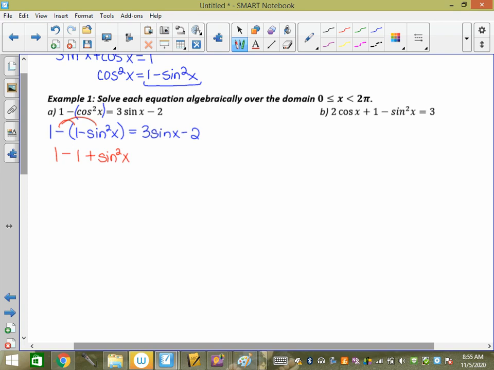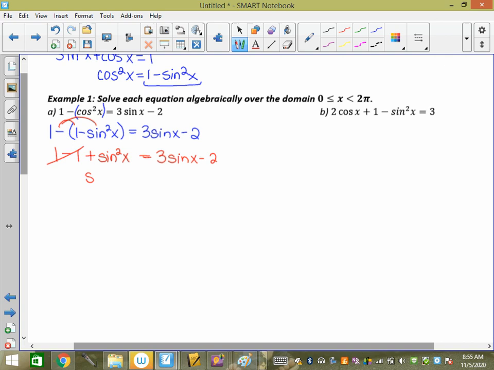Now, if you forget to do this distribution, you're going to have minus sine squared x instead of a plus sine squared x, and it's going to be bad, right? So we have to make sure whenever we substitute in, we put our substitution in brackets. Sometimes you don't have to distribute, and we can just drop the brackets right away, but often we're going to have to distribute. And then it equals 3 sine x minus 2.